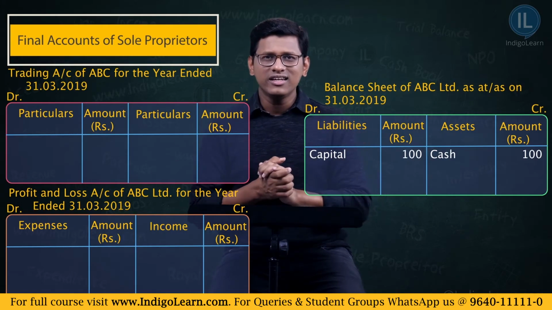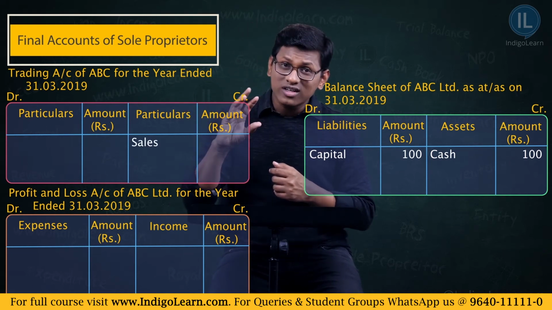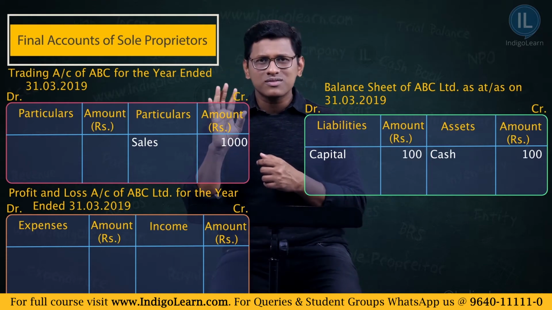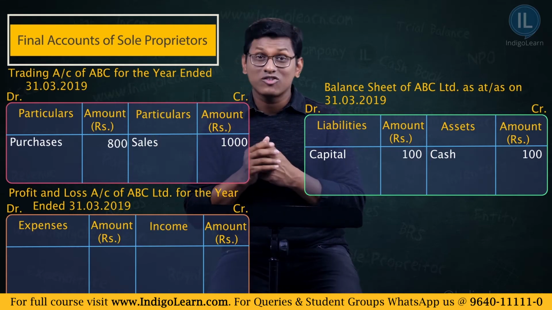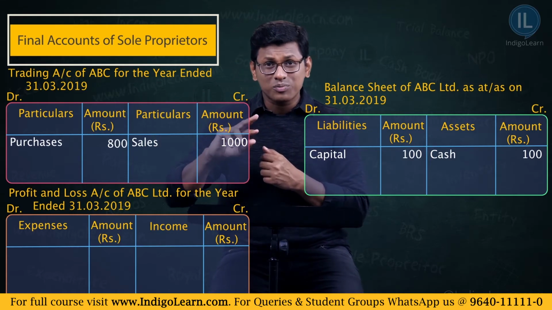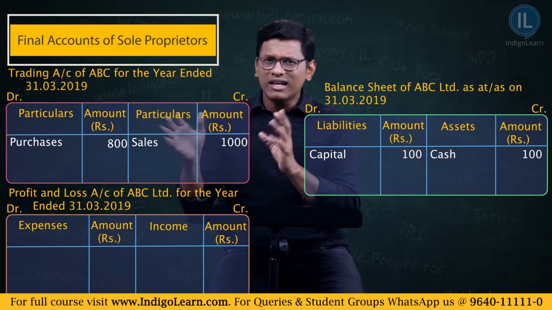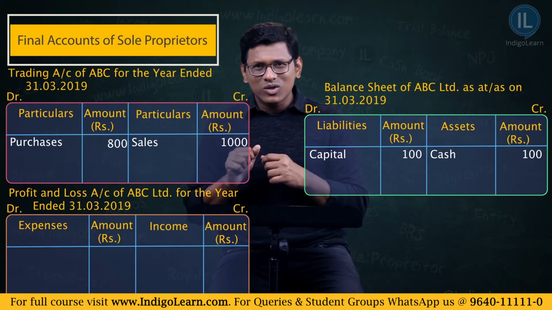Okay, fine. Finally, when we prepare the trading account, what we realized is we sold goods worth, let's say, 1000 rupees, and we actually purchased only for 800 rupees. We sold goods for 1000 rupees, we purchased only for 800. So that is what has happened in the full year. Okay, fine. Now from the trading account, what did we notice?